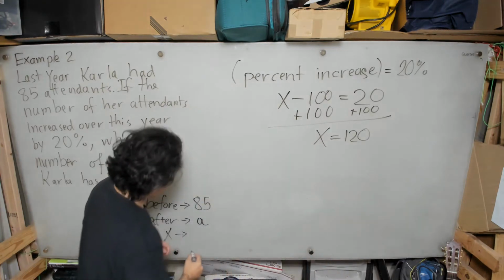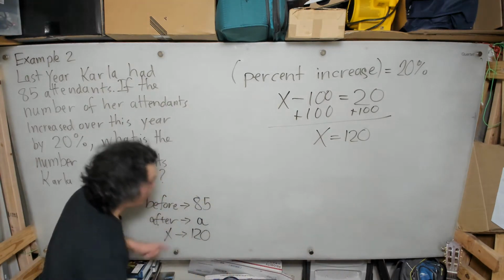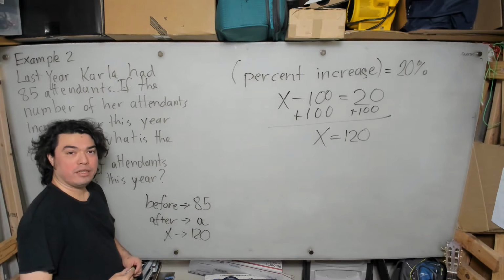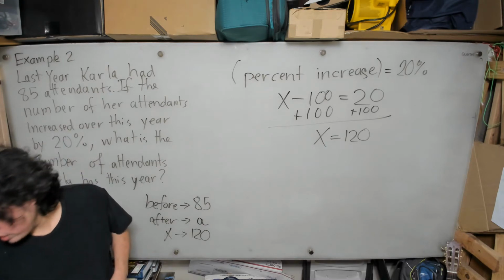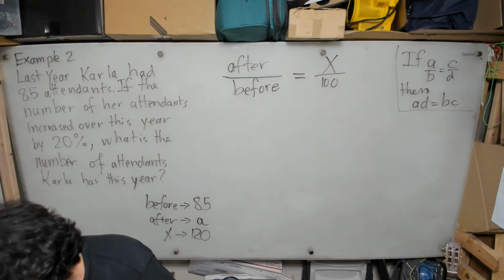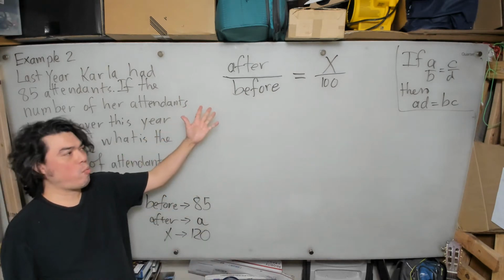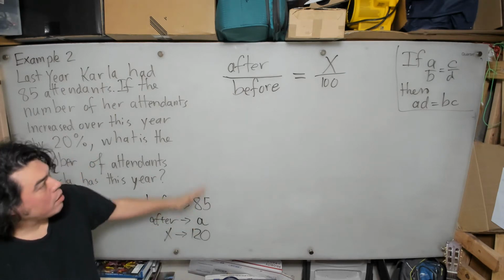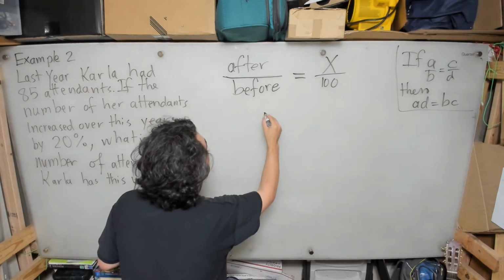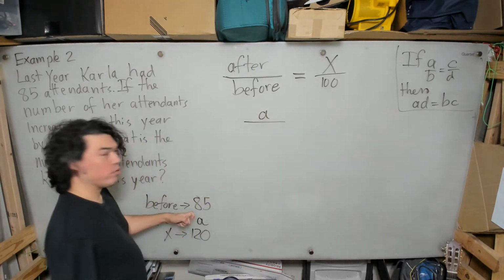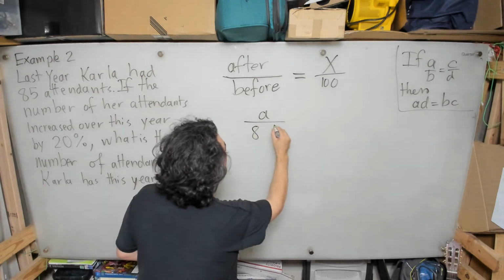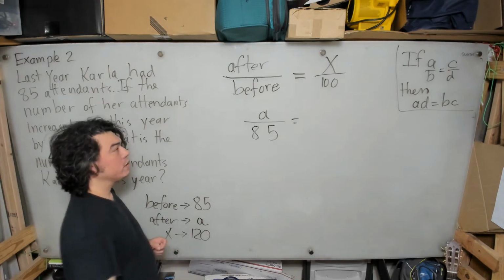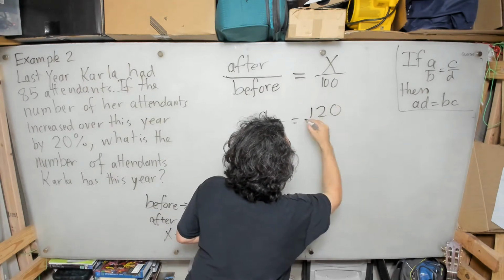So now I have the three values that I need to set up my standard proportion for finding the percent increase or decrease. Okay, let's do that now. So this is, of course, our standard proportion for calculating percentage increases and decreases. So now let's plug in. I'm going to put my a for the after value. My before value is 85. My x, via our reasoning above, is 120. So it's 120 over 100.